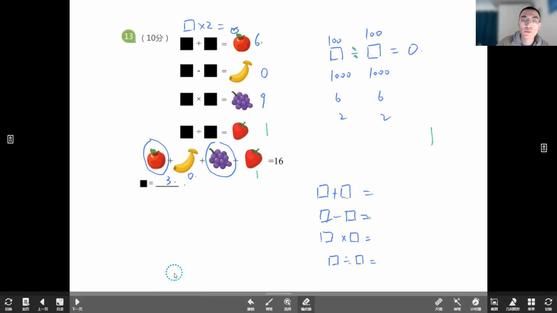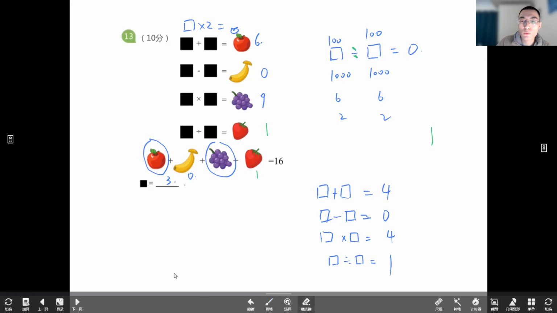How about 2? Let's try 2. Square plus square is 2 plus 2, so it's going to be 4. Square minus square is 0. Square divided by square is 1. Square times square is 2 times 2, it's also 4. And if we add these 4 numbers together, it's going to be 4 plus 4 plus 1, so it's 9. Also not 16. So no, square is not going to be 2.